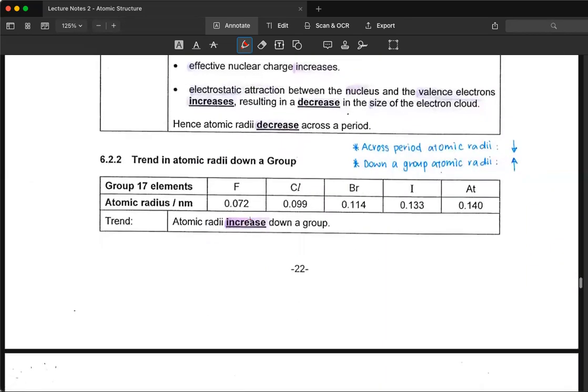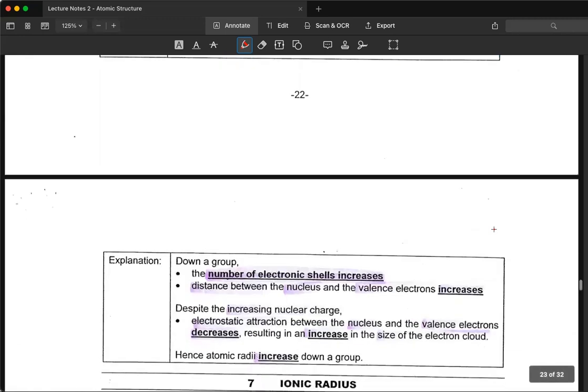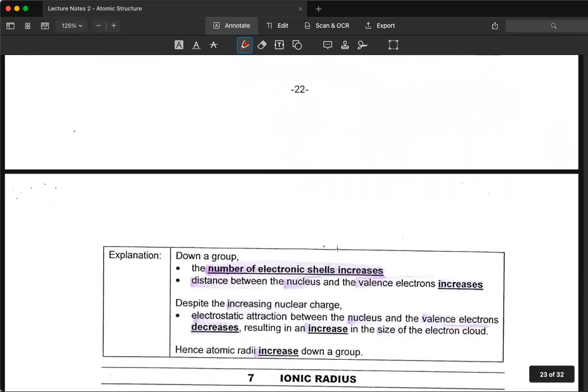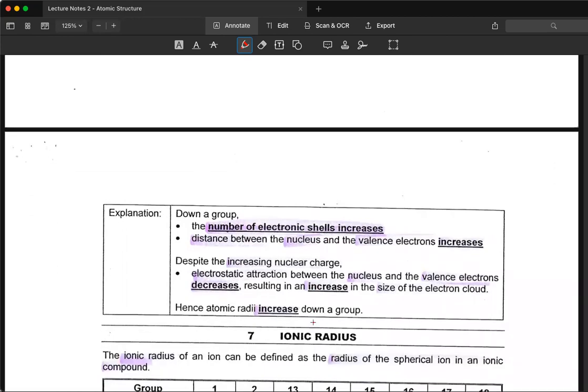Down a group, if you take a look at group 17 elements, the atomic radii actually increases. Why? Because the number of electronic shells increases. The distance between the nucleus and valence electron increases. So yes, there is increasing nuclear charge. However, electrostatic attraction between the nucleus and valence electron still decreases. This results in the increase in size of the electron cloud. So the effect of the increase in number of electronic shells overtakes the nuclear charge. There are two factors affecting it: one is the number of electronic shells, one is nuclear charge. It's apparent that this effect is greater than the other, so it supersedes that. As a result, the atomic radii increases down a group.